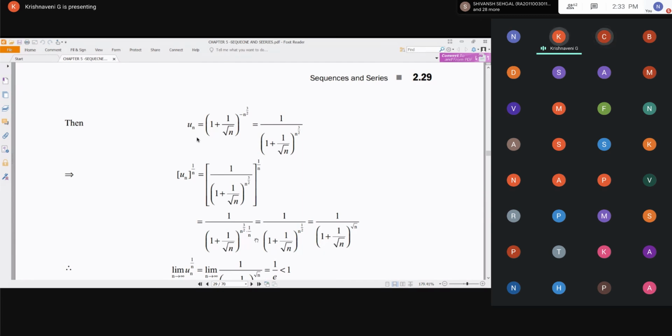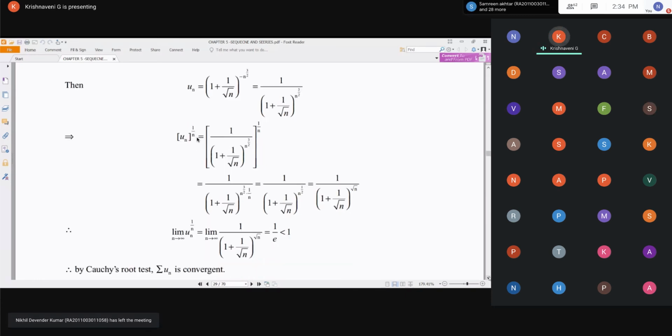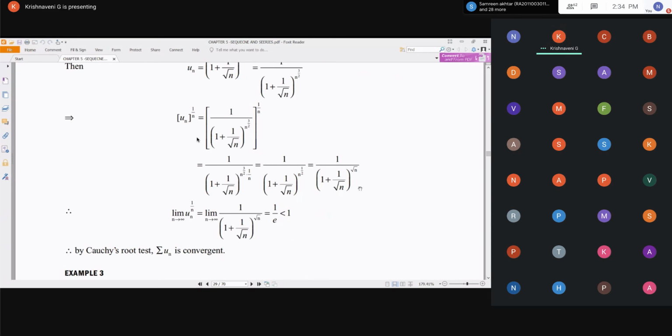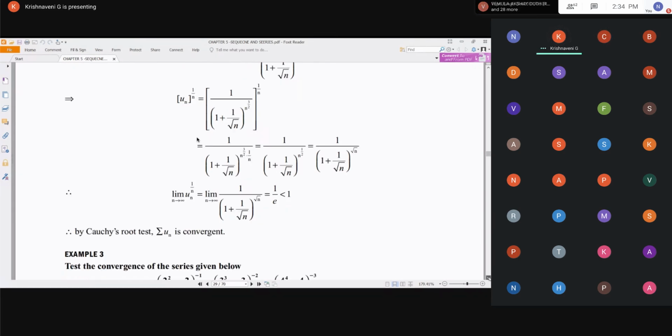By the multiplication law, when the same base, the powers get added, so 3 by 2 minus 1, that is 1 by 2. n power 1 by 2 is nothing but root n. Then you apply the limit here, as n tends to infinity, it would be 1 by e, which is less than 1. That's all. And the next question answer is also convergent.